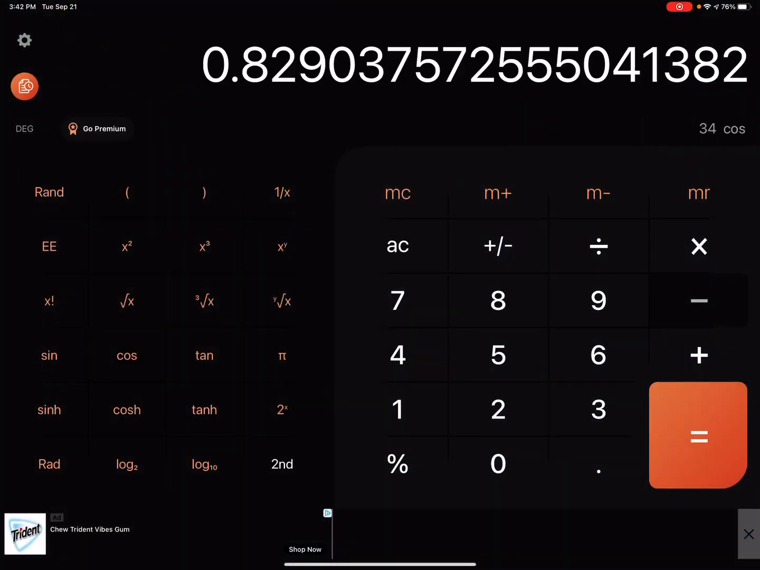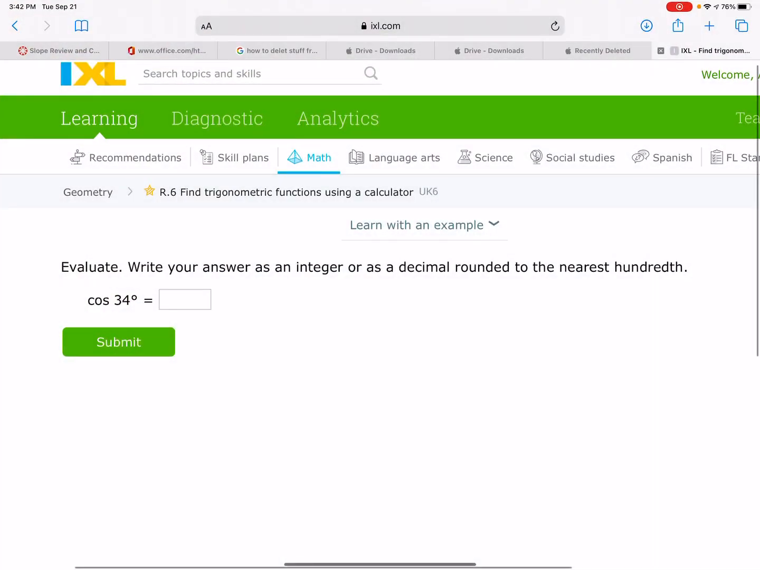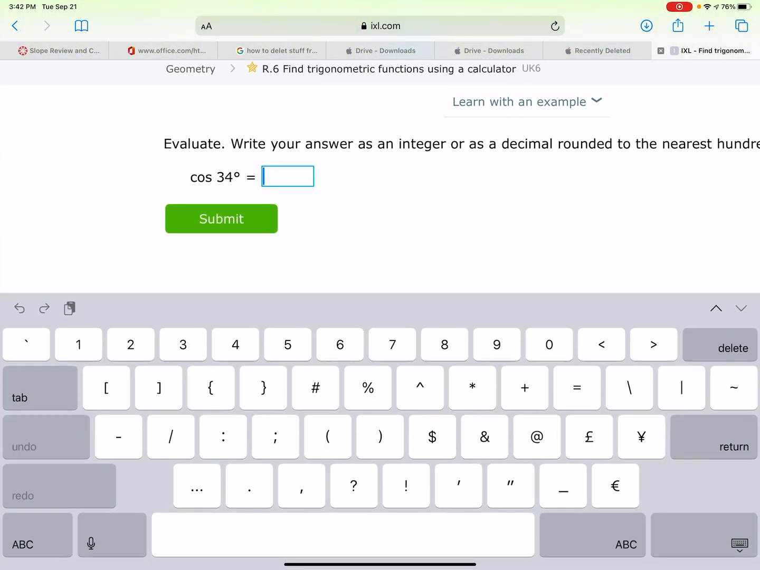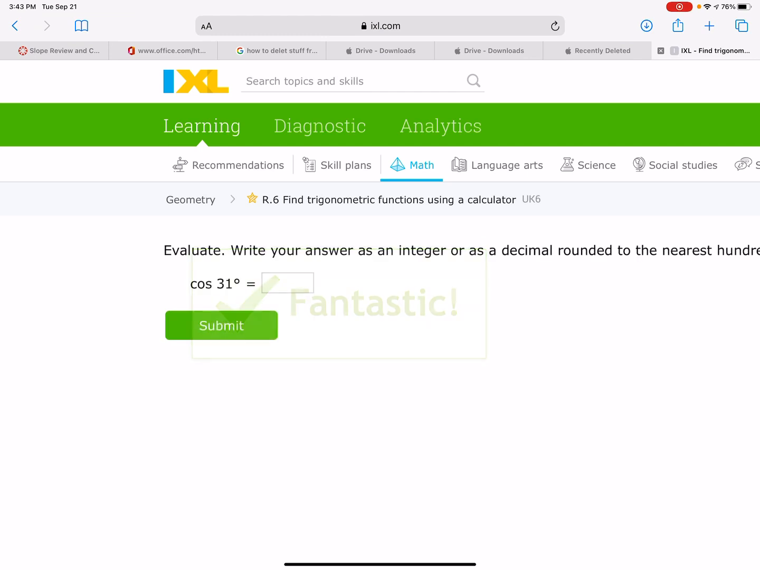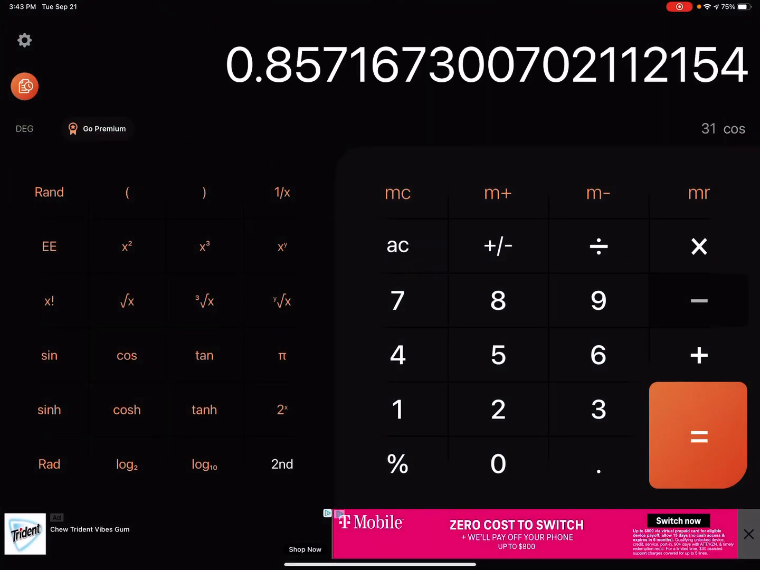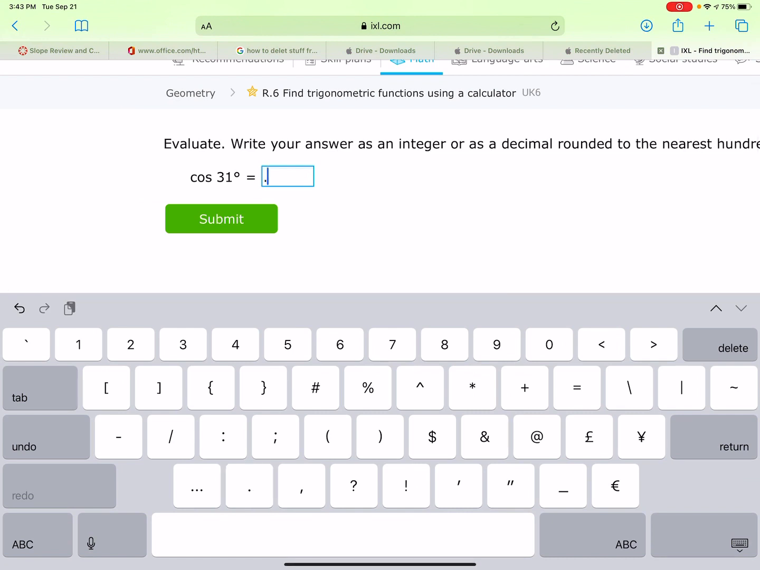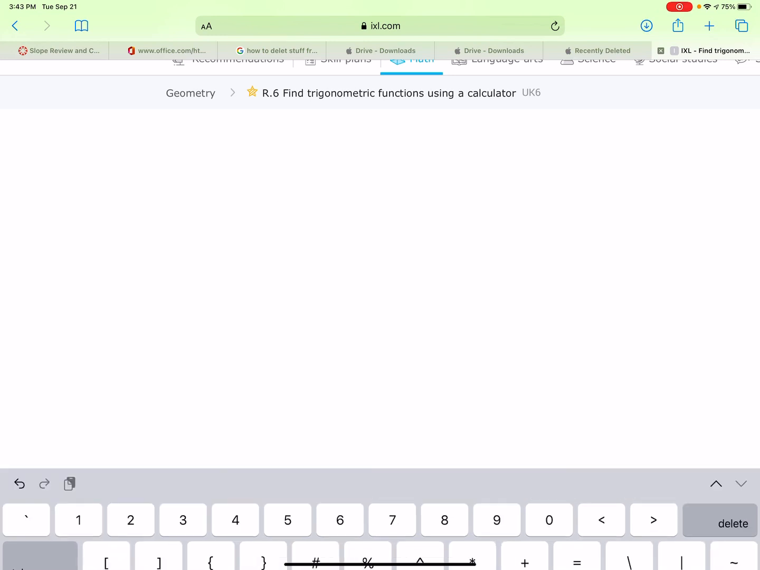So the cosine of 34, 0.829. But they said round to the nearest hundredth, so 0.829 would round to 0.83. Right? What's the cosine of 31? So cosine of 31, type that in, 0.857. But again, notice I got to round to the nearest hundredth, so that's got to be a 6.